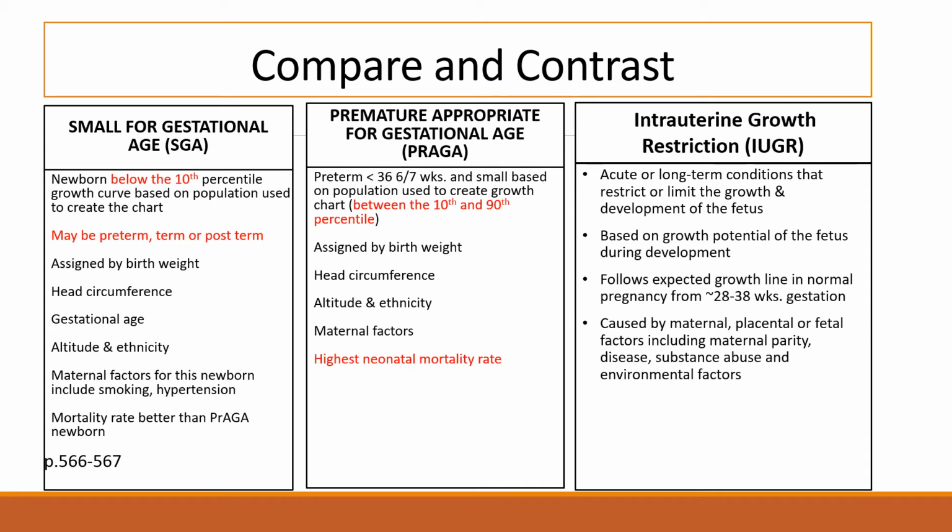So this is assigned by their birth weight, their head circumference, and their gestational age, the altitude and ethnicity. Maternal factors for this newborn could include smoking, hypertension. I want to add gestational diabetes can also be a factor. We do want to monitor for their mortality rate. They are a little bit better than those that are premature, appropriate for gestational age. And this is spelled out for you on page 566 through 567, where it talks about identification of the risk for the newborn and the care for those with small for gestational age and intrauterine growth restriction.